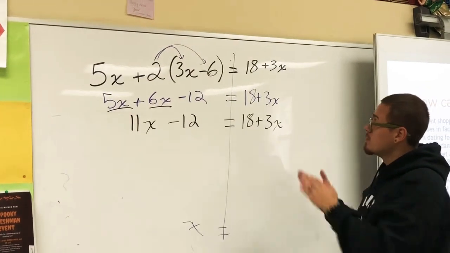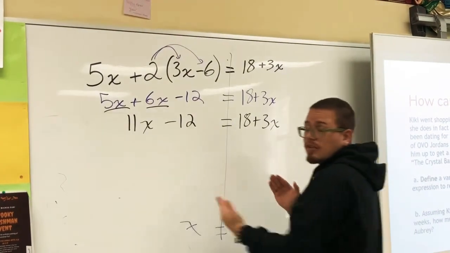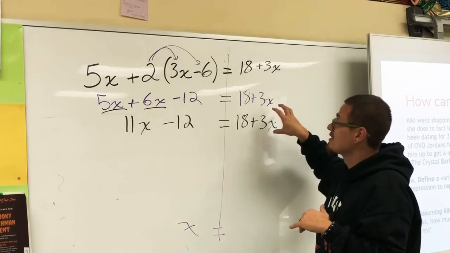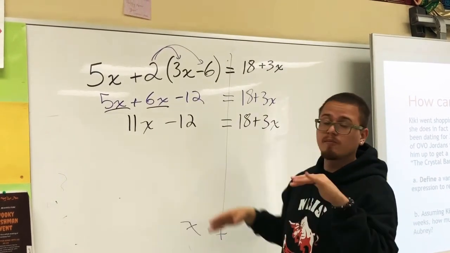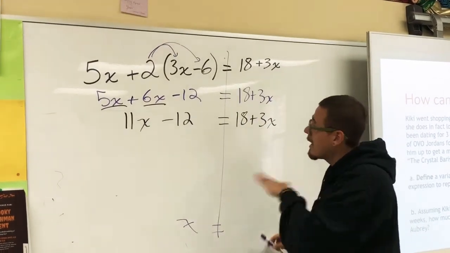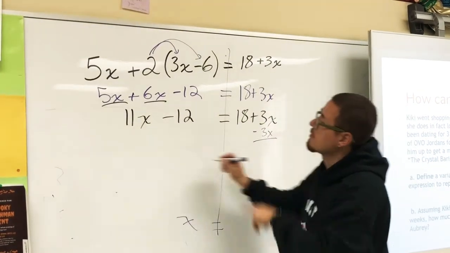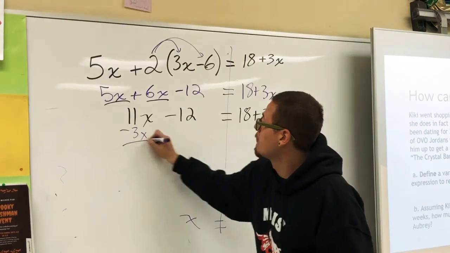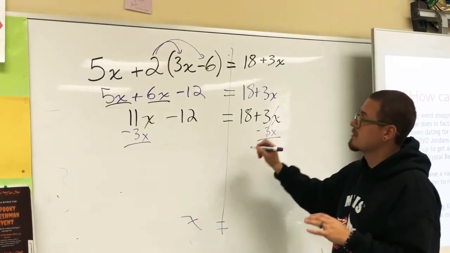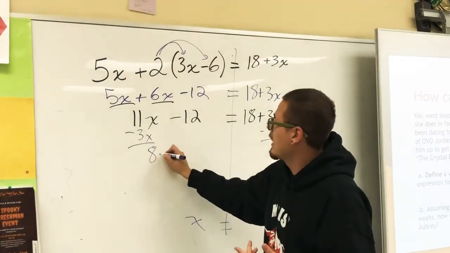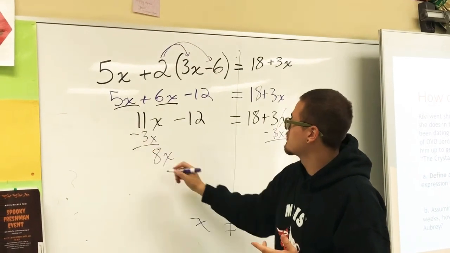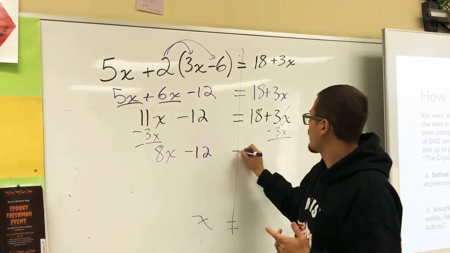What I want to do is move one to the other side. It doesn't really matter which one you move. I like moving the small one, because then it usually keeps me from getting extra negatives, and I don't need any more negativity in my life. So I'm going to drop that 3x by subtracting it from both sides. We're getting all the x's on the left-hand side of this equation, but it could have been on the right. We get 8 x's, there's 11 minus 3. Drop down the -12, drop down the 18.